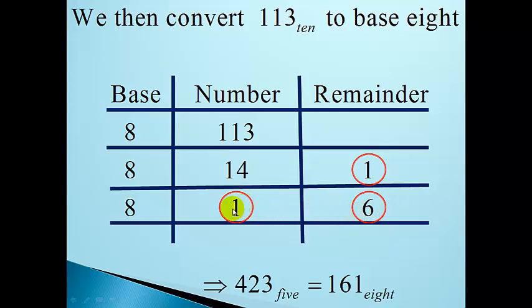Now because 1 is less than the base, we stop here and write it in that order. So we have 1, 6, 1. This means that 423 base 5 from the question is equal to 161 base 8.